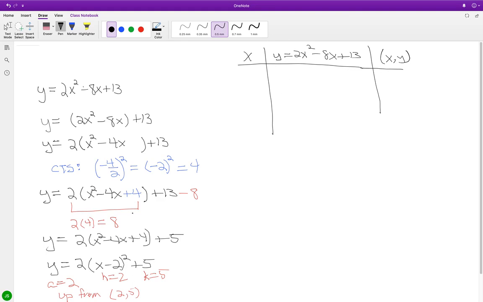Alright, so we had the vertex. Again, we have it at 2, 5. And if I were to shift over 1 unit to the right, 1 unit to the left, either way you look at it, if I plug in 1 for x, you have 2 minus 8 is -6, plus 13 is going to be 7. So you have 3, 7, and 1, 7.